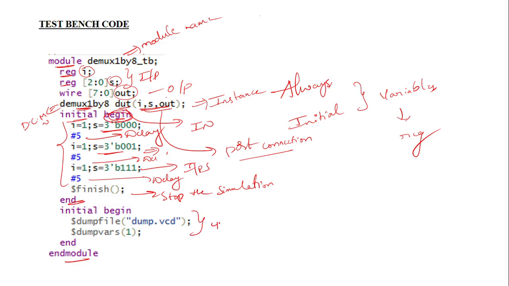These 4 lines are used to generate the waveforms in EDA Playground. If you run this code in a tool like Vivado, there is no need to write these 4 lines. In EDA Playground you must write these 4 lines to get the waveform. If you don't need to show any waveform, then there is no need to write them. Finish with endmodule.